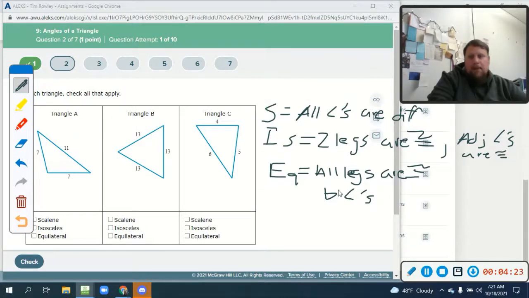Okay? So in a scalene, all angles are different, all legs are different also. I'm just adding in stuff as we go. For the isosceles, two legs are congruent. Also, the adjacent angles to those legs are congruent. And then for equilateral, all legs and angles are congruent. So let's see what we mean here. You ready? Pause this if you need it. Going, gone.